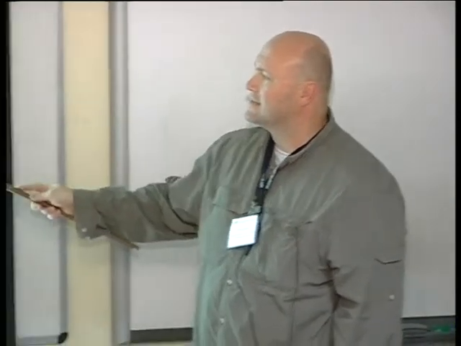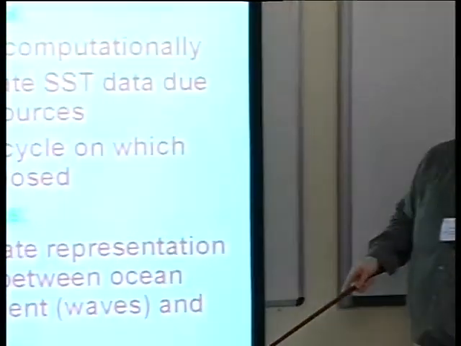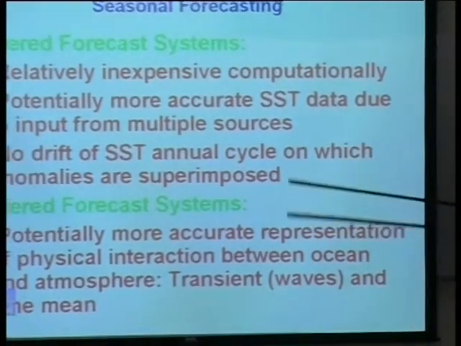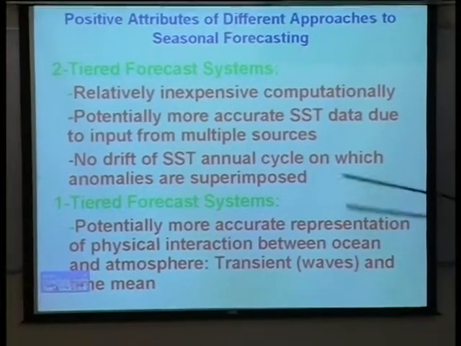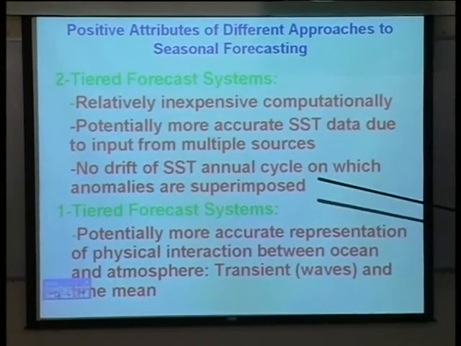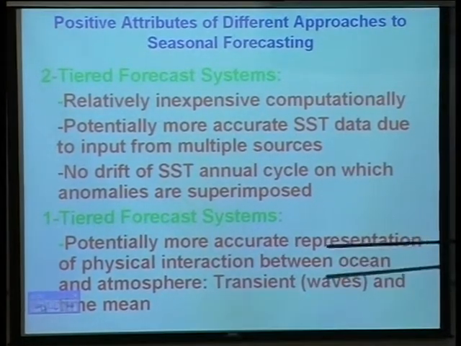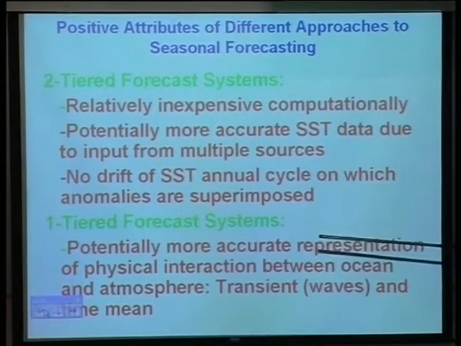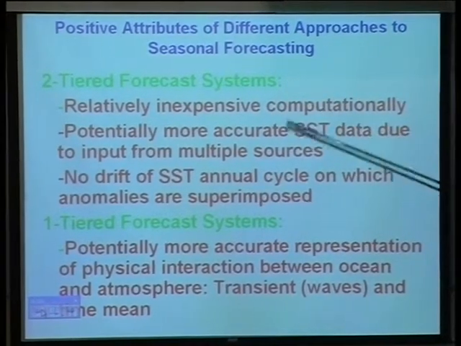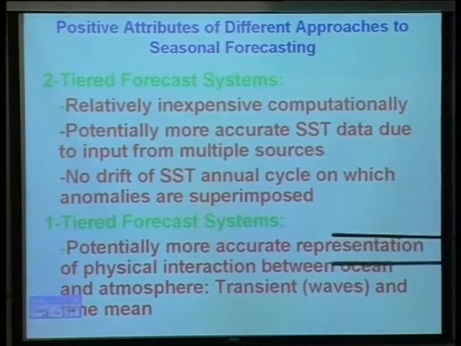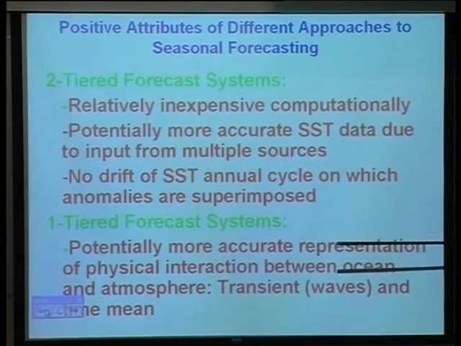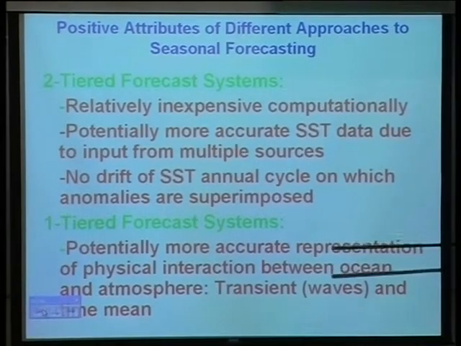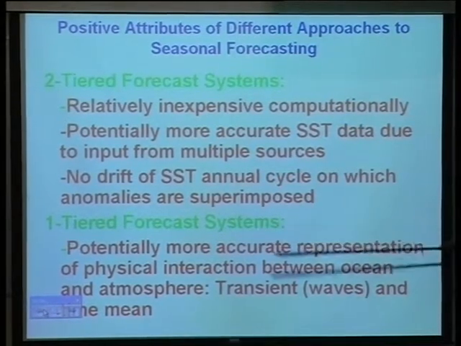For the two-tiered systems, computationally inexpensive. You could have more accurate SST because you could get the SST forecast from more than one source, right? I can make a multi-model ensemble of forecasts from ECMWF, from IRI, from the Canadians. There's also no drift of the SST annual cycle, right? I'm going to take these anomalies. So in this type of system, I'm not going to prescribe the total SST. I'm only going to take the anomaly part. So I make sure that I keep the climatology correct, okay? Which is not the case for this type of system.